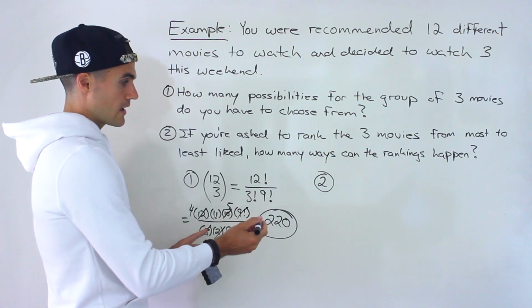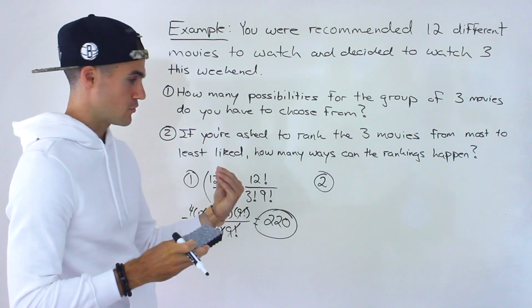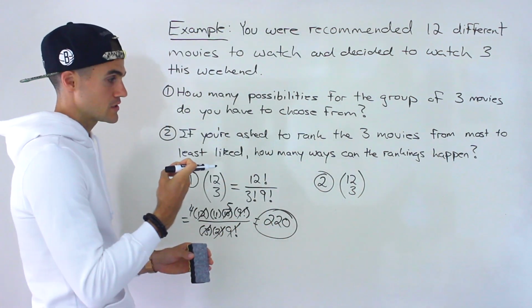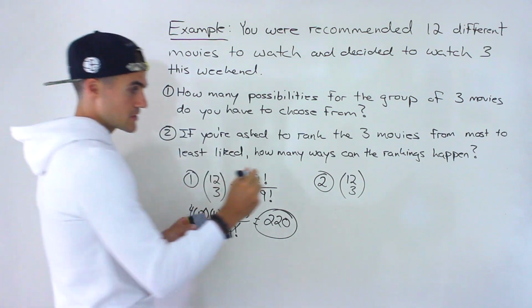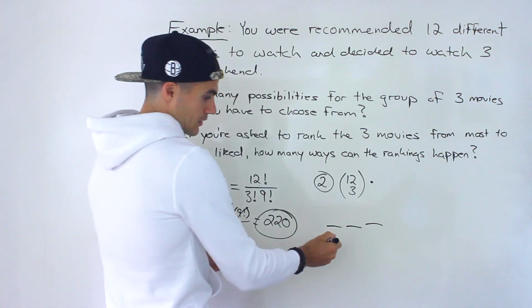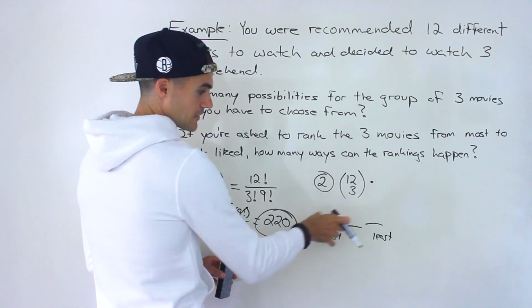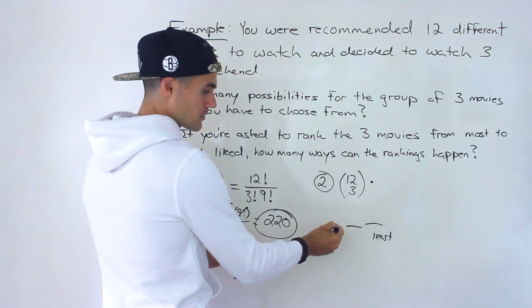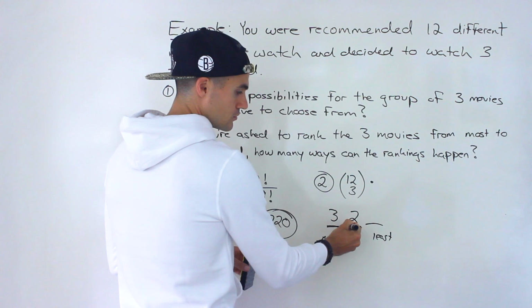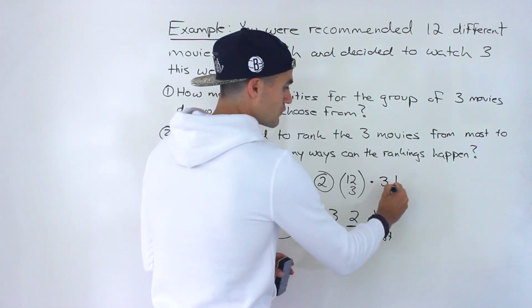So the first way is you can think of this as 2 separate events. First you have to pick the 3 movies, which we know there is 12 choose 3 ways to pick. But then once you have those 3 movies picked, you're going to have to rank them 1, 2, 3. Let's say this is the most liked and this is the least liked. How many ways can we choose the most liked movie? 3 different ways. Then there would be 2 ways to choose this one, and then 1 remaining here. So notice this is 3 factorial.